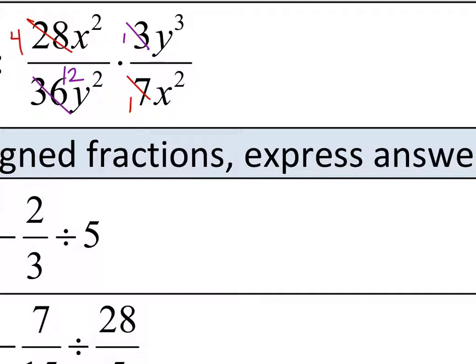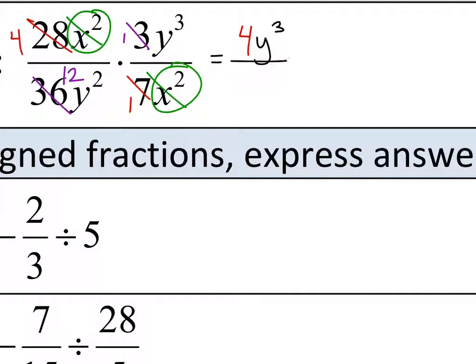And then we got this x squared and this x squared, which if we divide them by each other, anything divided by itself is 1. So those just cancel out, which is nice. So what do we got left? In the numerator, I got that 4. 4 times 1 is 4. The x squared went away, same with the 3. And then we got that y cubed.